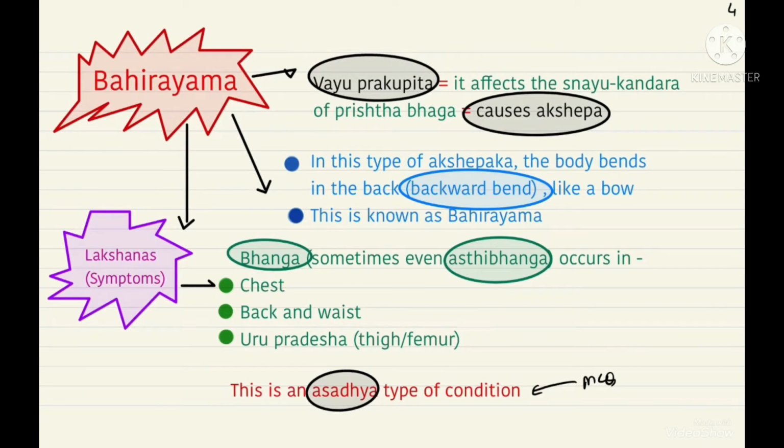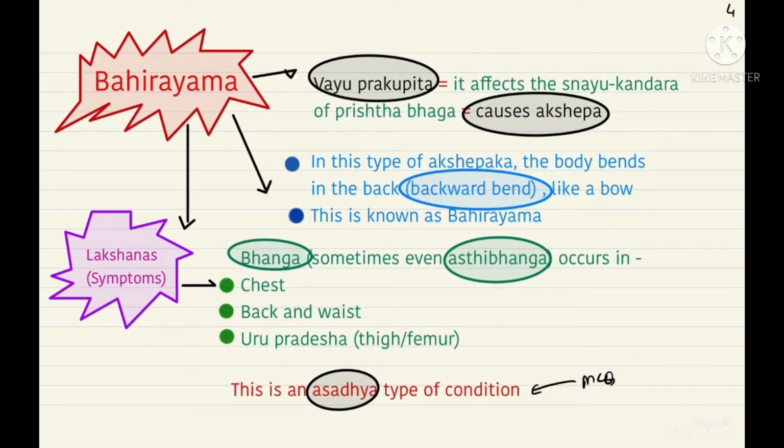Antarayam can still be treated if the patient is taken to the hospital in time, but Bahirayam is an asadhya type of condition. It is impossible to treat this condition. So this is an MCQ.